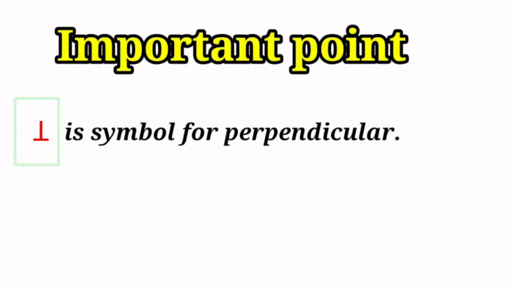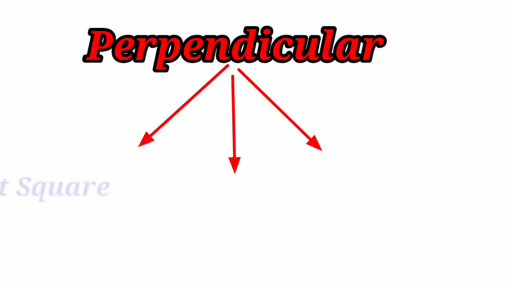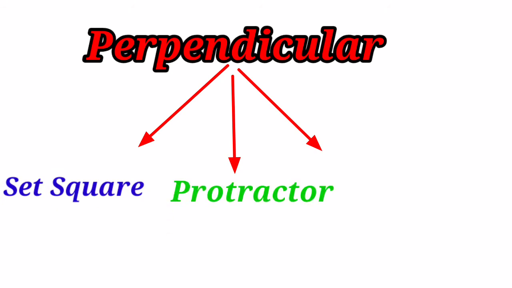The blinking one is the symbol for perpendicular. And students, write here, Maths note. Children, perpendicular can be drawn by using three methods: by using the set square method, the protractor method, and the compass method.